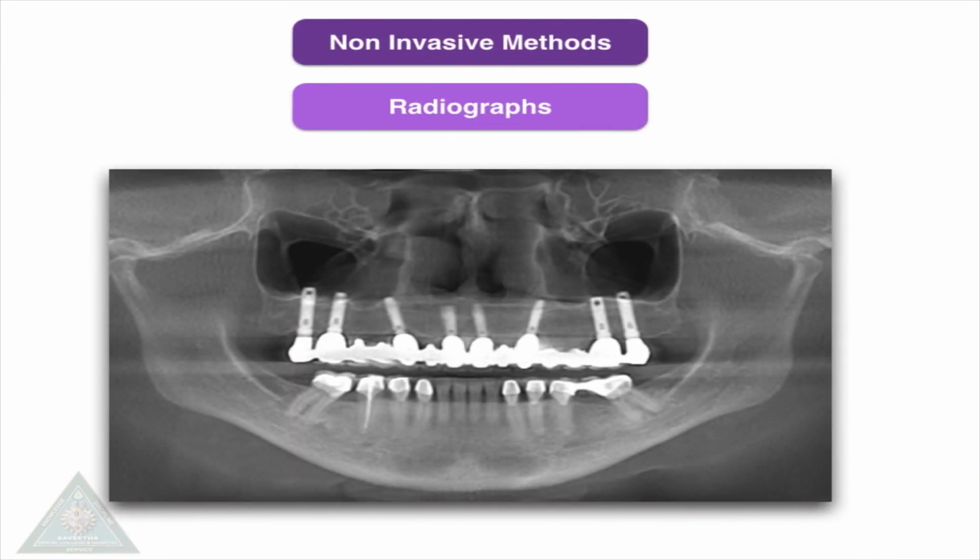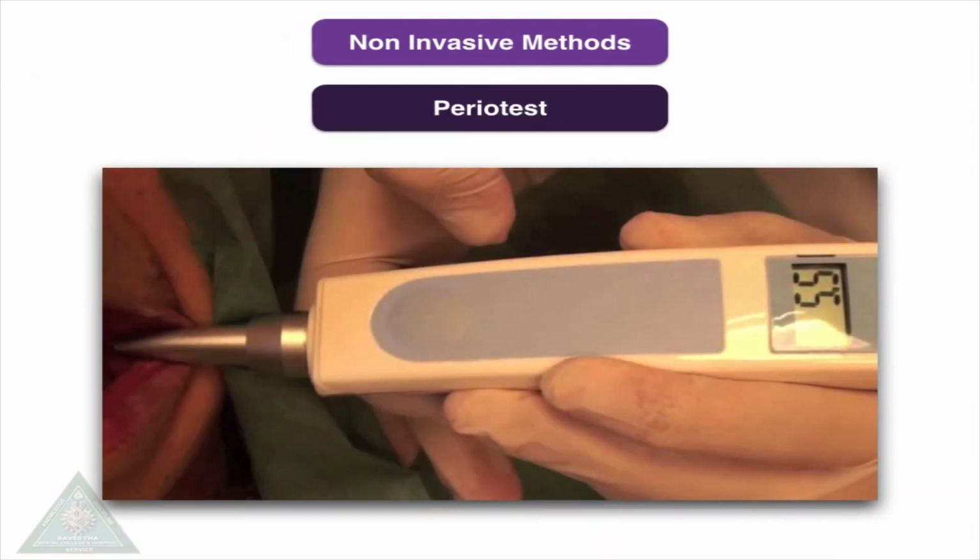The non-invasive method most widely used is the radiograph. As we know, there are periapical, CT images, and OPG, which provide valuable information for treatment planning. The next is the Periotest, which is used to evaluate the stability of a dental implant. But one drawback of this test is that it is technique sensitive.